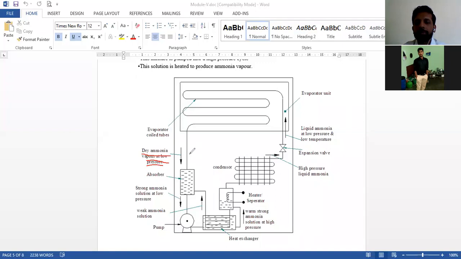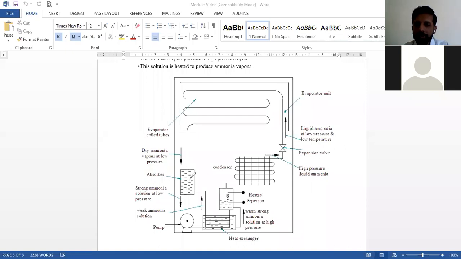Next, it is going to go inside an absorber. It is going to go inside an absorber, right? So what is this absorber? We don't have a compressor over here, okay? There is going to be an absorber over here. It is going to contain this strong ammonia solution in which this dry ammonia gas is going to come and be there.